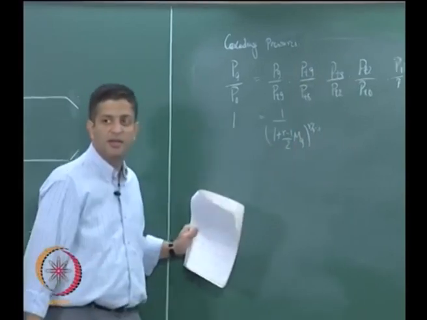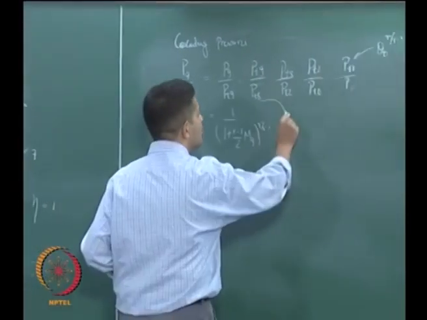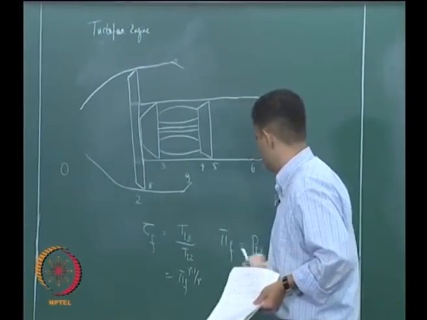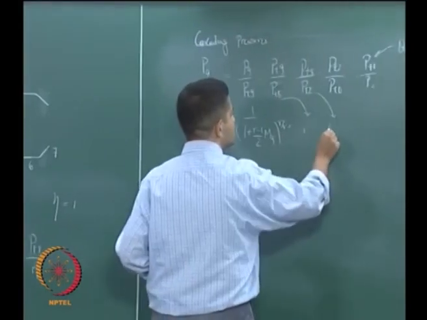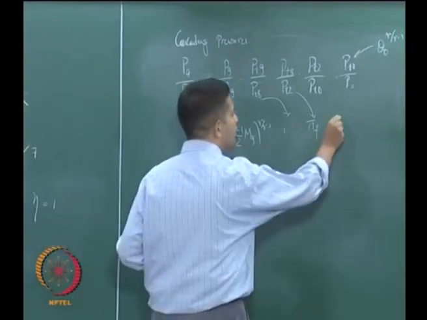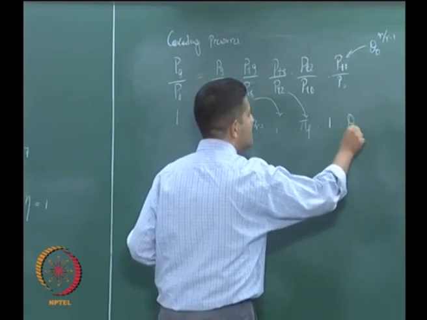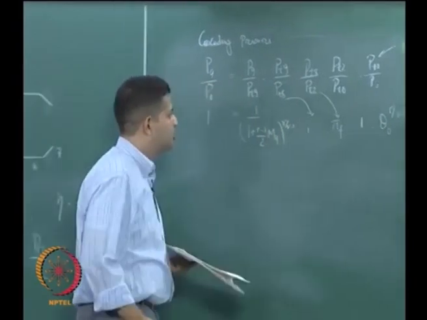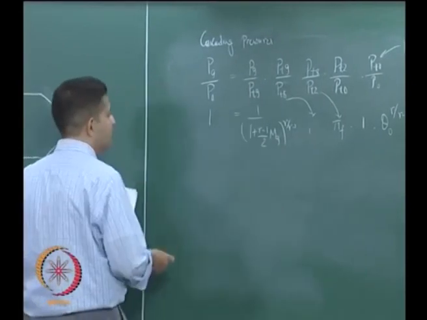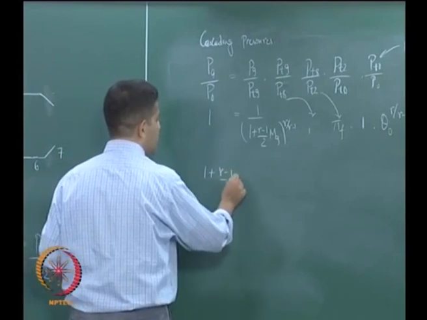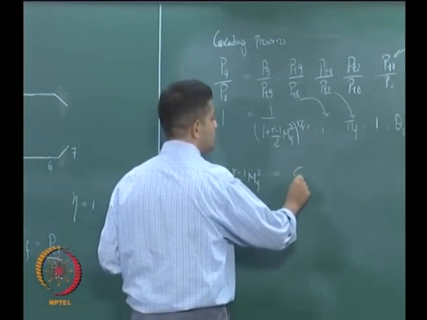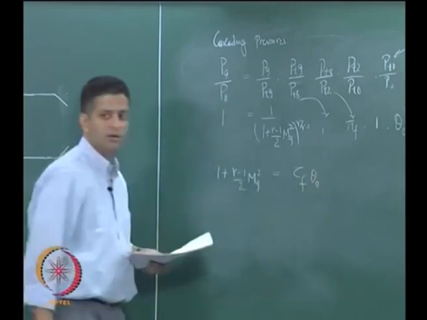What about this PT9 by PT8? This is 1, right? So this is 1, and PT8 by PT2, this is pi f. And again PT2 by PT0 is 1, because we have assumed all efficiencies to be 1, into theta naught to the power of gamma by gamma minus 1. So if I change this to tau f, I will get all of them in powers of gamma by gamma minus 1. So I will get 1 plus gamma minus 1 by 2 m9 square is equal to tau f theta naught. Okay.